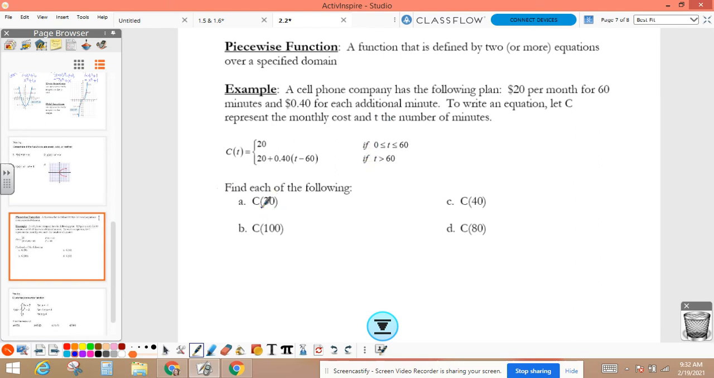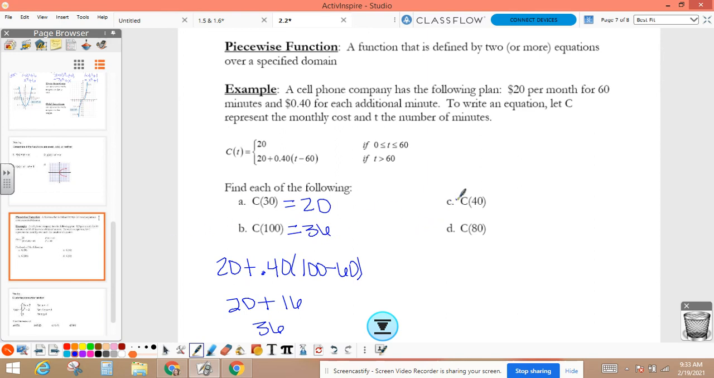All right, so the way this works, if I want to plug in a 30, I have to decide which one of these it fits. So 30 is between 0 and 60, so the answer is just 20. 100 is more than 60, so we have to do the math. So we're going to have to plug it in to this formula. So 100 minus 60 is 40 times 40 cents. There's a decimal right there that didn't work out very well. Is going to be 16, so you pay $36.